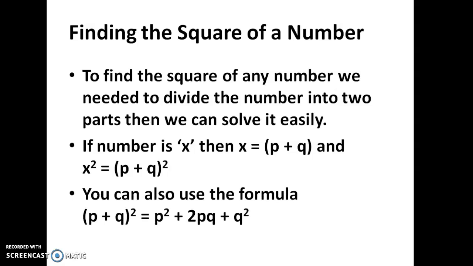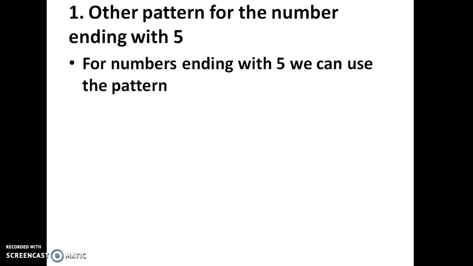So let's see the formula for p plus q the whole square. You would have learned this in your lower classes, a plus b the whole square, the algebraic identity formula. So p square plus 2pq plus q square, that's the formula for p plus q the whole square. Then there is another pattern for numbers ending with 5. For numbers ending with 5, we can use the pattern.